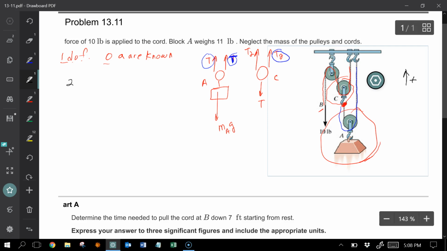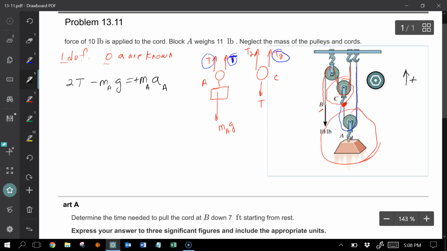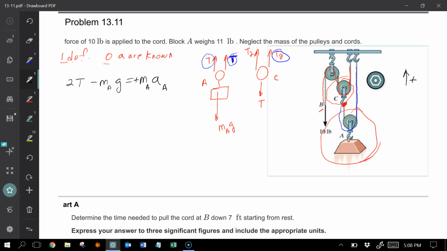You have 2T minus mass A times g, and that equals the mass that's in the free body diagram times the acceleration of that guy. So we're going to call it acceleration of A. I'm putting it in as a positive mass times acceleration, meaning that I think that A is going to accelerate up. If I solve for the acceleration of A and I get a positive number, that means that whatever I thought it was doing, I'm right. If I get a negative, it means that whatever I thought it was doing, I was wrong. It goes the other direction. So that's the equation for that free body diagram.